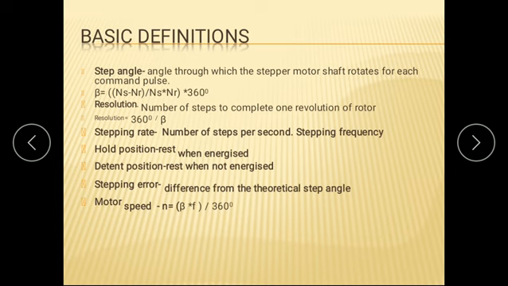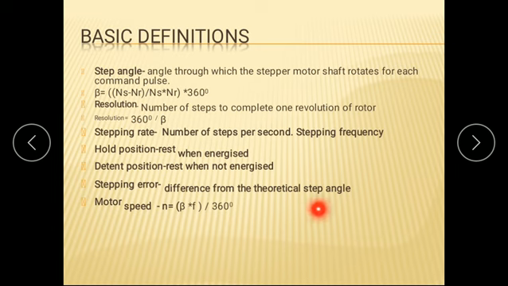This difference occurs because the property of the magnetic material changes. When you take a different magnetic material, its property changes, and at that time the step angle also differs.